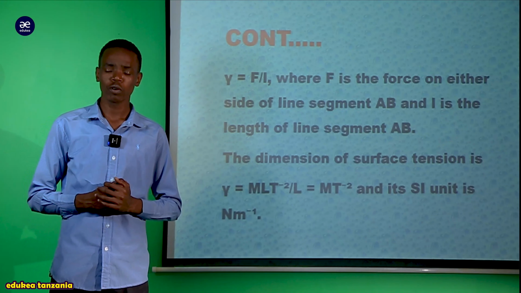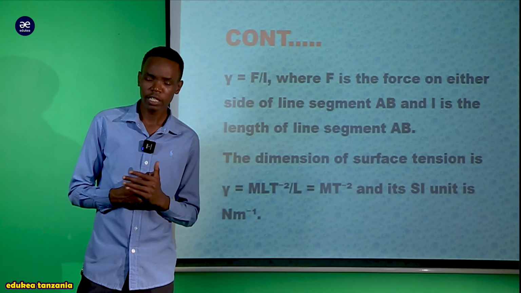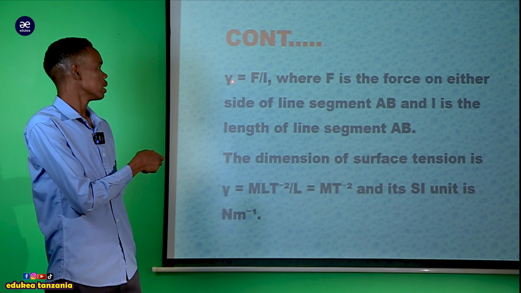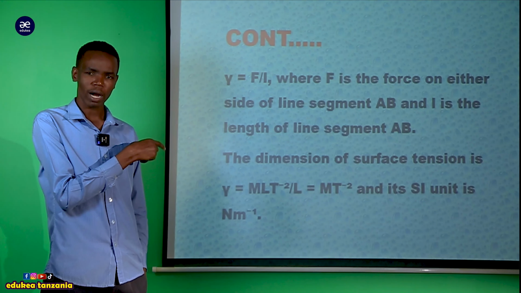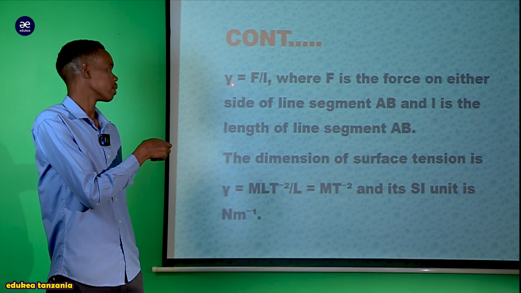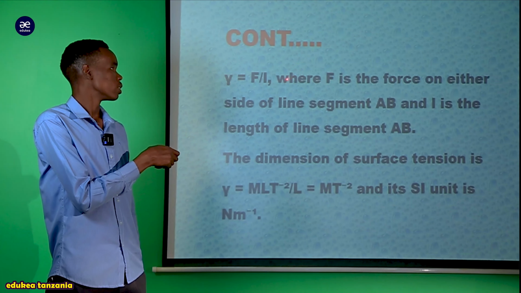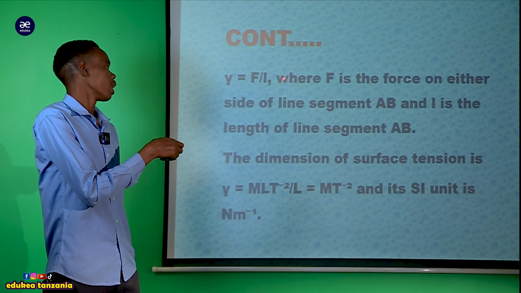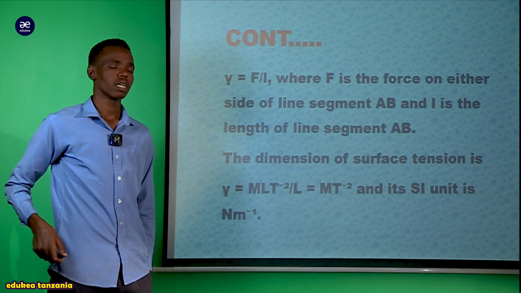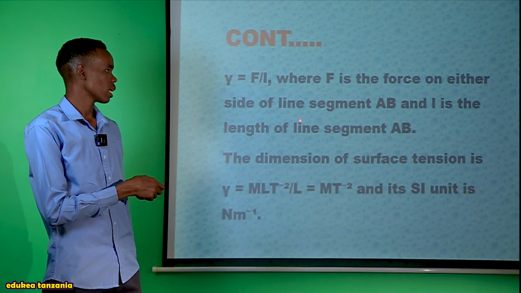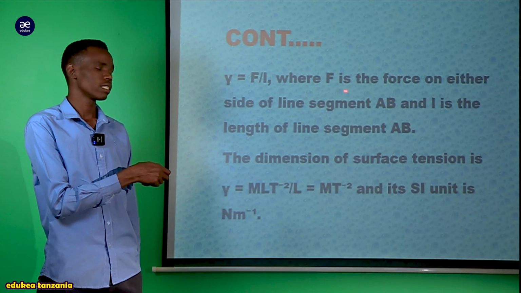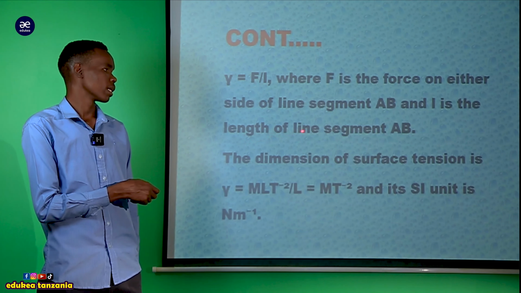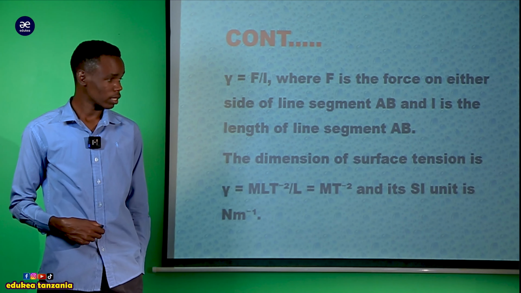So the symbol of the surface tension must be represented by this symbol tunavyoiona hapa. Kwa hiyo ndio symbol ya surface tension, ina muundo kama wa Y hivi. Kwa symbol yake ni this one equals to the force per unit perpendicular line acting on the surface of the liquid, where this F represents the force on either side of the line segment, and the L becomes the length of the line segment.